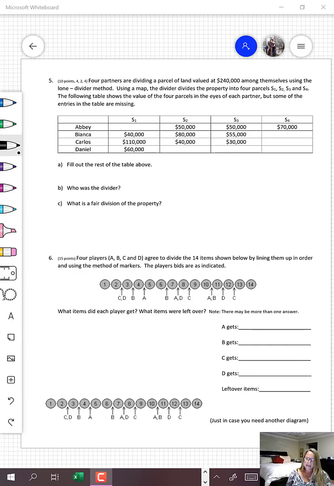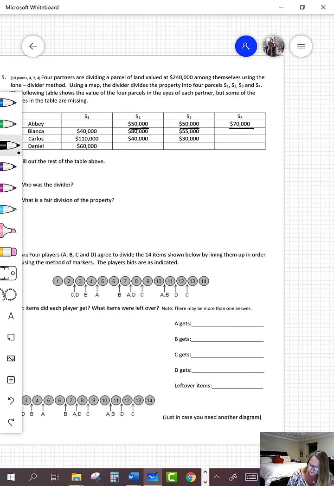Well, we know that the sum of all 4 pieces is worth $240,000. So we can figure out what the first parcel is worth to Abby by summing what the other 3 are worth. 50 plus 50 is 100, plus 70 is 170,000. And so if we took the 240,000 minus 170,000, we would get that this parcel of land is worth $70,000 to Abby.